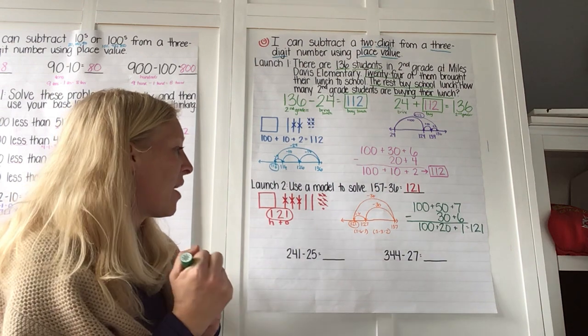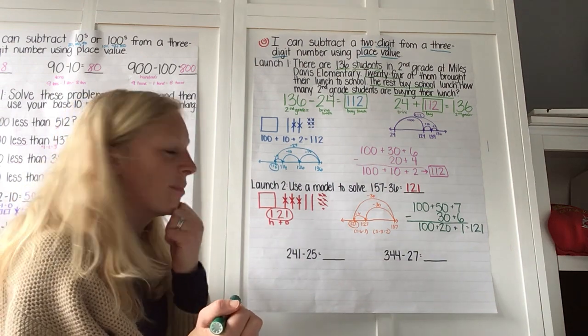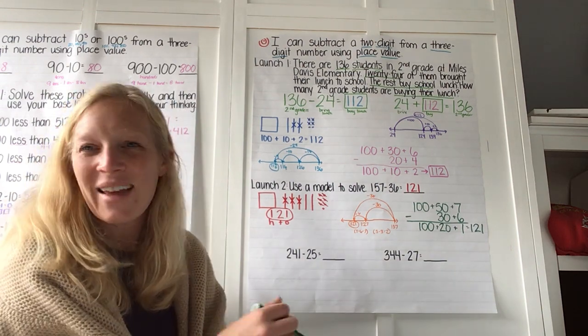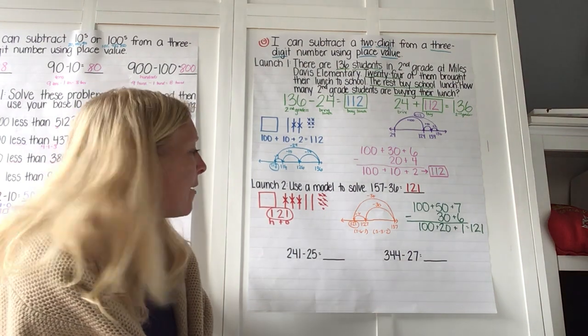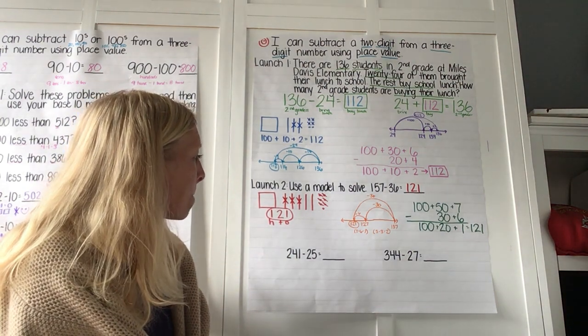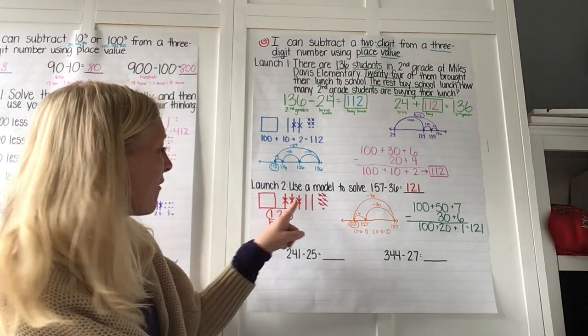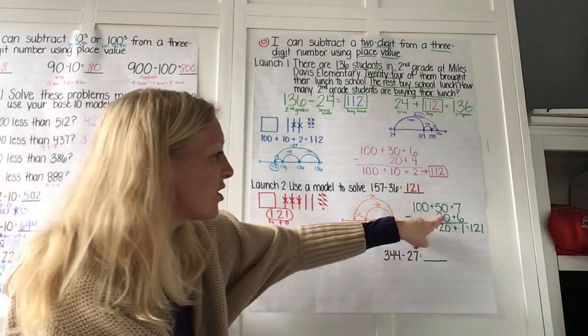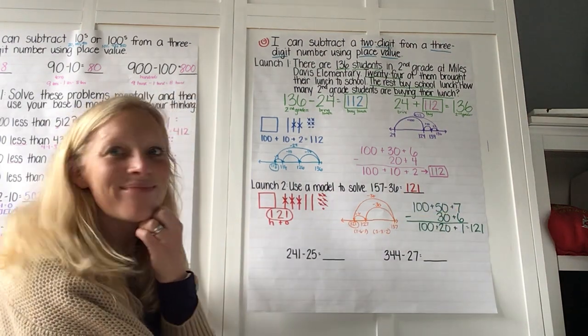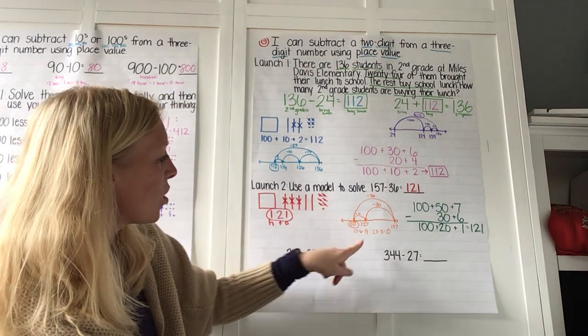So now take a minute and look at each of these ways. What do you notice about them? They all have the same answer. I think that's something that we say every time, isn't it? What else do you notice about it? I noticed that too. Everybody took away 3 tens, 3 tens, 3 tens. We all took away 6 ones.